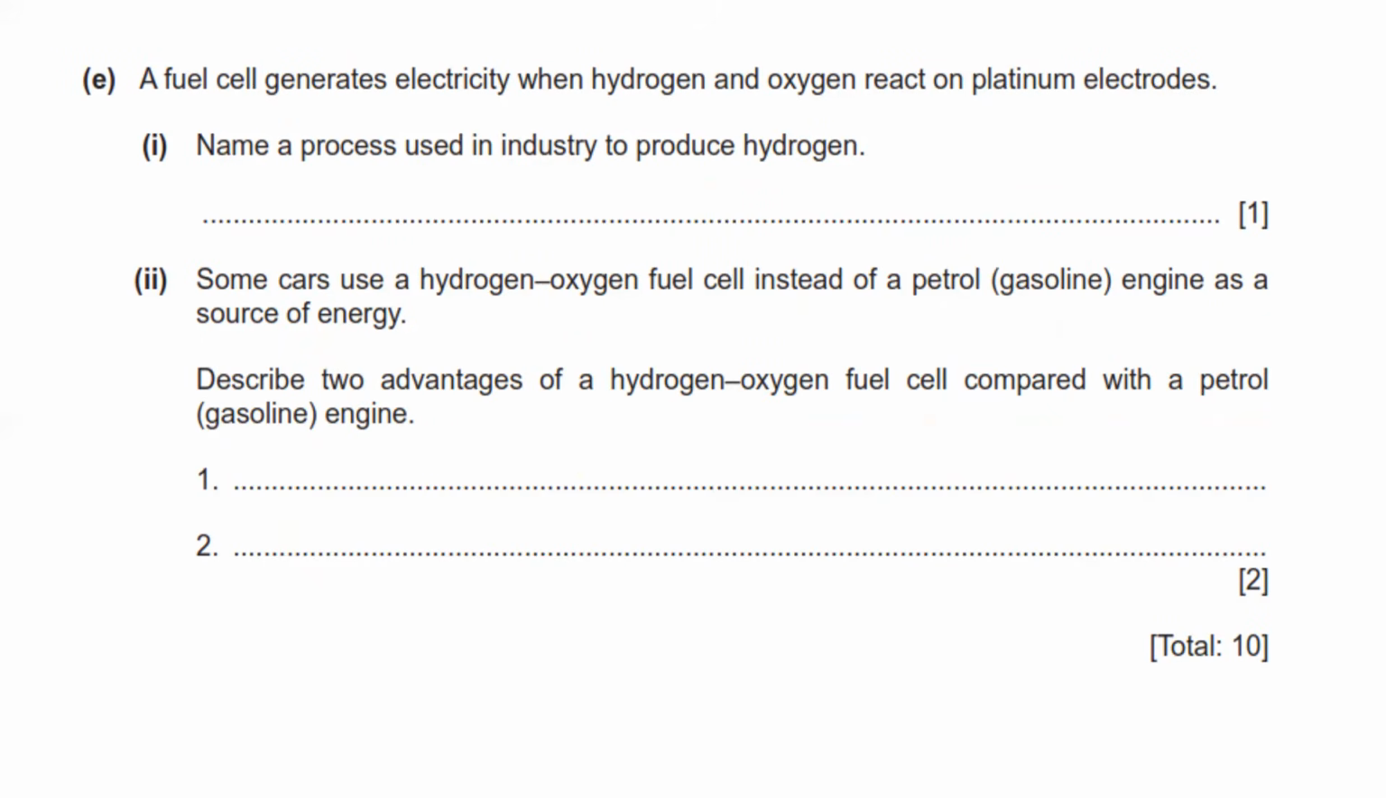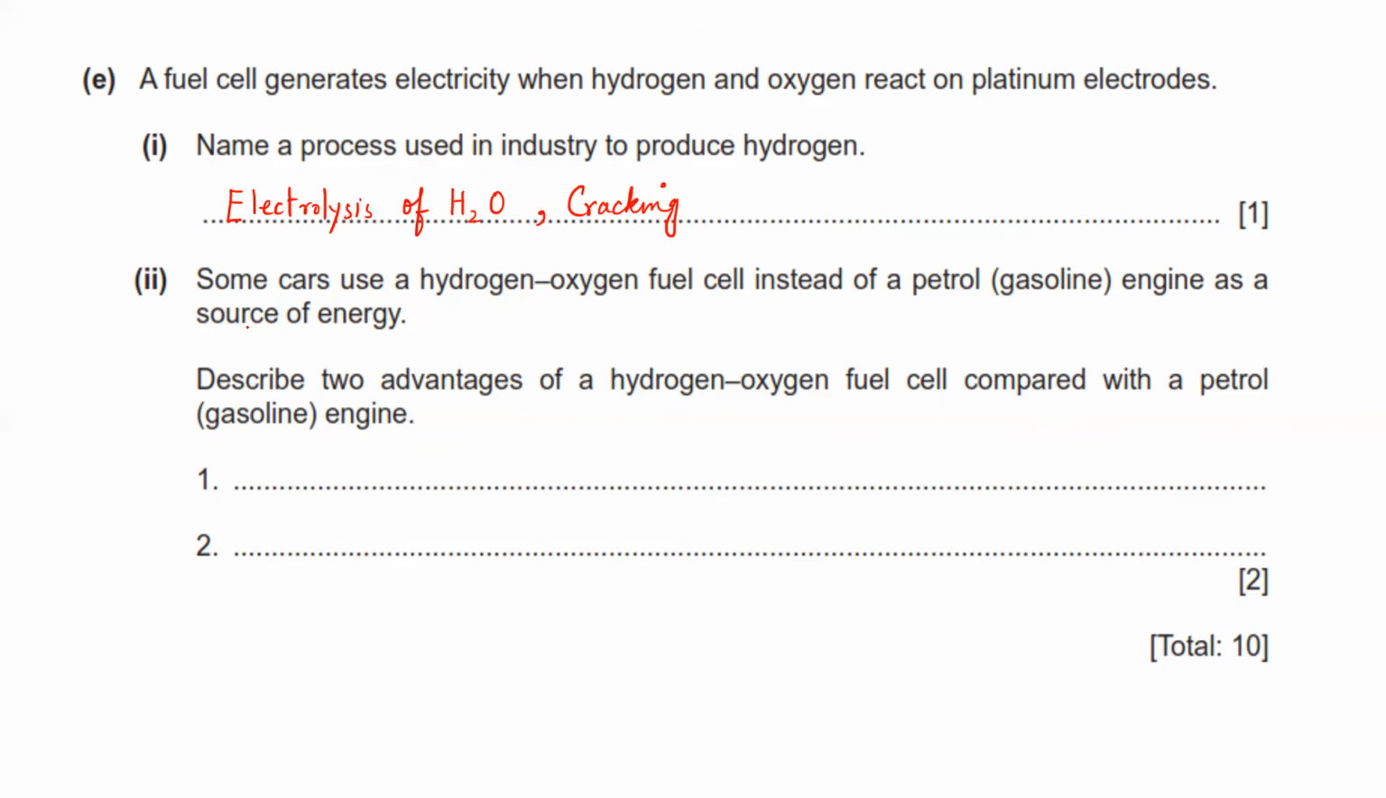Okay, next question, it's the E part of this question. It says a fuel cell generates electricity when hydrogen and oxygen react on platinum electrodes. Name a process used in industry to produce hydrogen. So this is electrolysis of H2O. Another process is cracking. Cracking is another process used in industry to produce hydrogen.